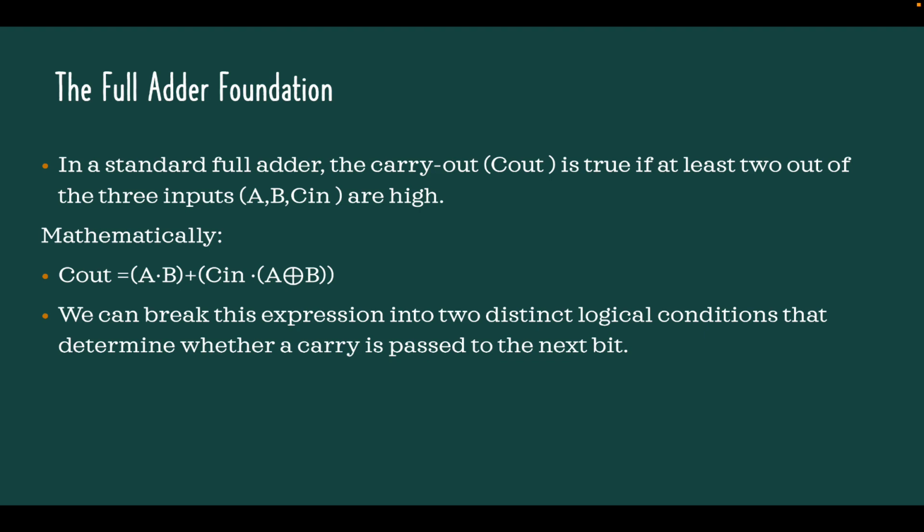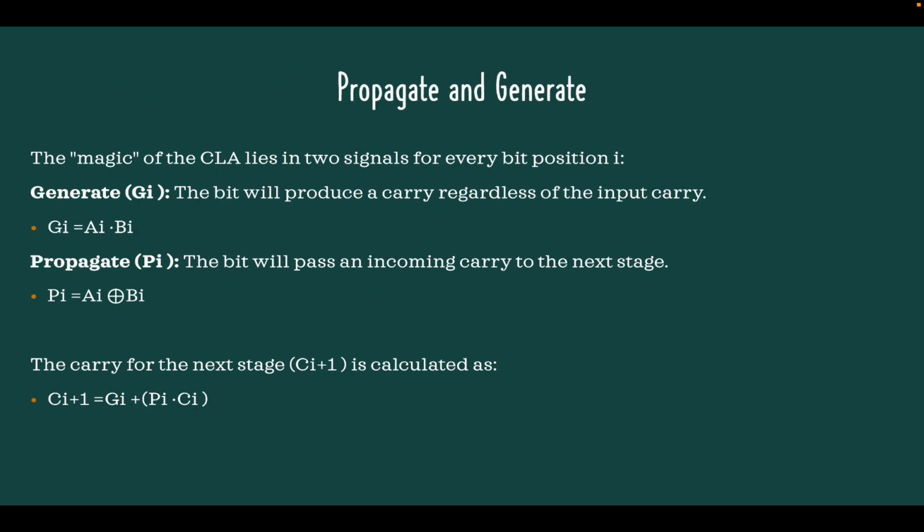The foundation is always going to be the full adder itself, and mathematically we know that the Cout expression is A dot B, that is A multiplied with B, plus Cin multiplied with A XOR B. This is the Boolean expression for Cout. Now we'll divide this Cout logic into generate and propagate. Generate: the bit will produce a carry regardless of the input carry. Means whether you give the input carry or not, it will definitely produce a carry. So Gi will be Ai dot Bi, it's just an AND gate.